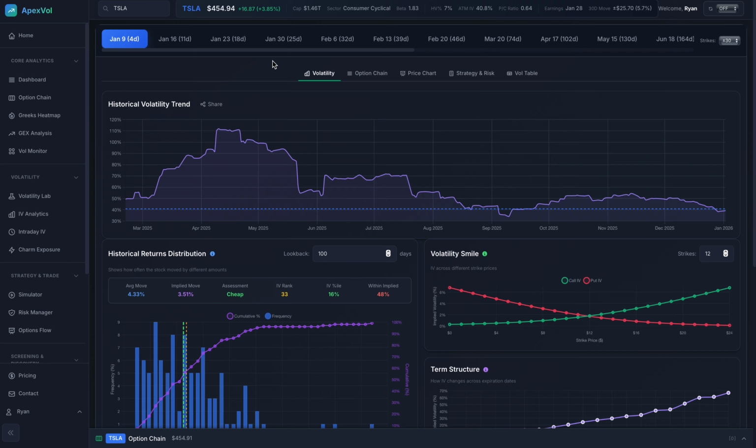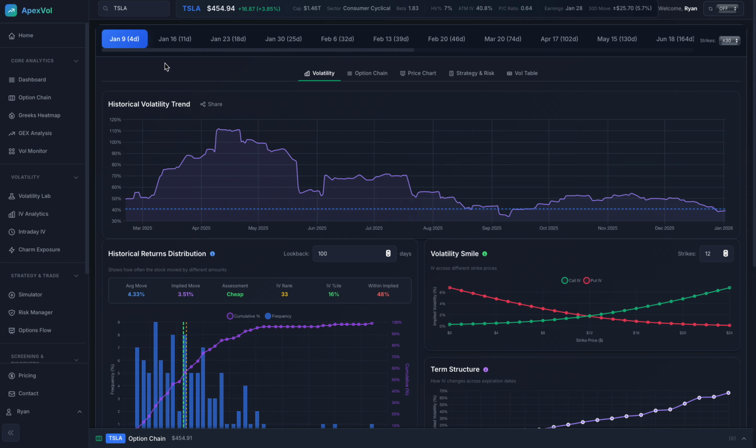So we're going to go through the dashboard, which involves the dashboard, the option chain, the price chart, the strategy and risk section, and the vol table. So we have here preloaded Tesla. We have some information of Tesla across the top here. So we have the stock price, the change on the open in dollar amount and percentage, market cap, the sector it's in, the beta, the historical vol, the at the money IV. We have the earnings date and the 30-day implied move.